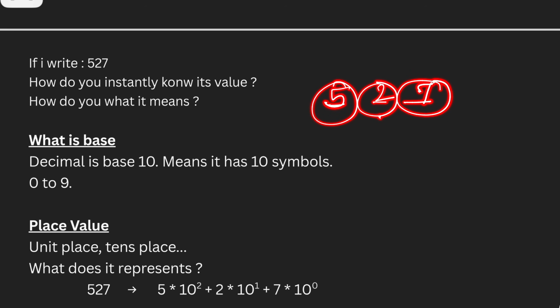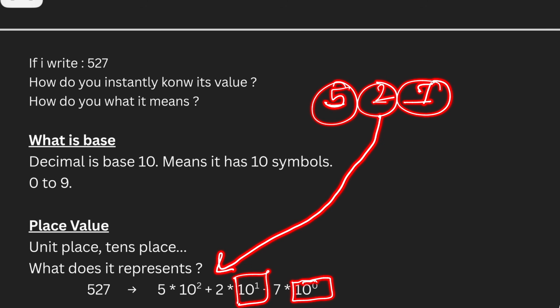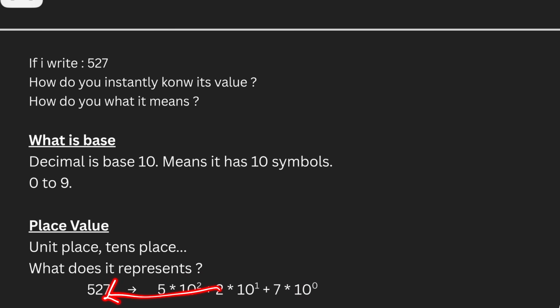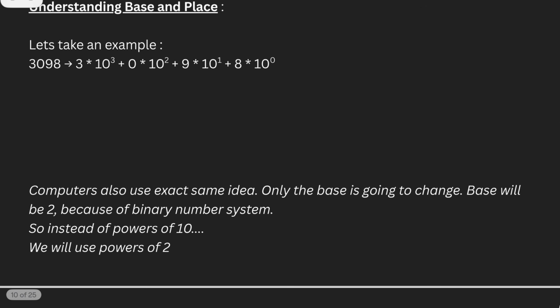Now in the decimal number system that we are using, the base is 10. This number is represented like this. For the unit place, you have 10 to the power 0. For the tens place, you have 10 to the power 1. And for the hundreds place, you have 10 to the power 2. Likewise, you will have 10 to the power 3, 10 to the power 4, and it will keep on going.